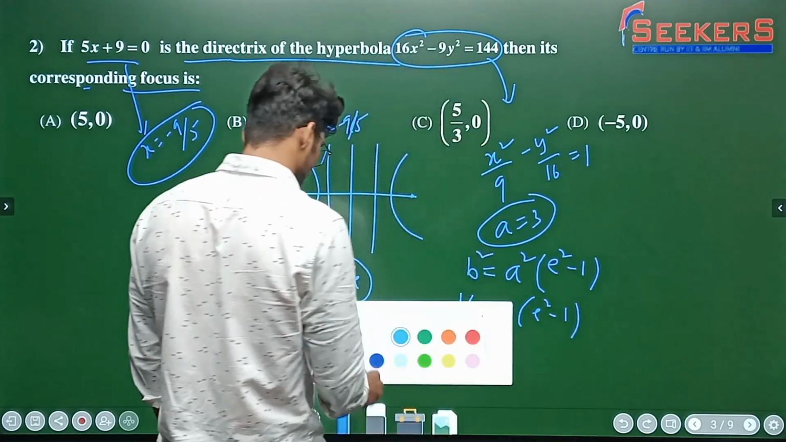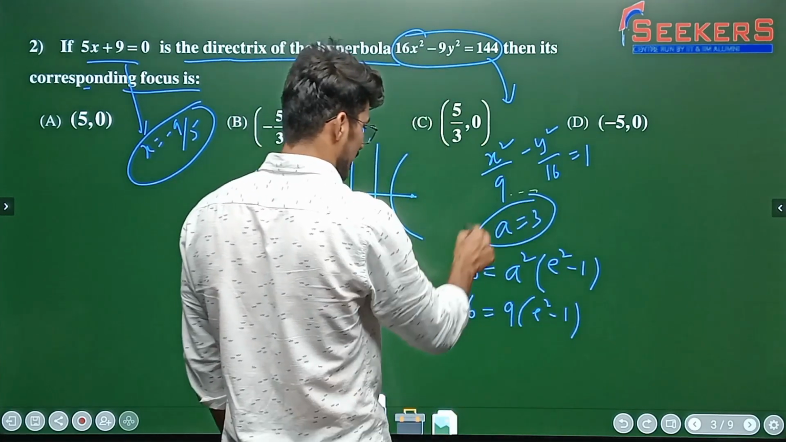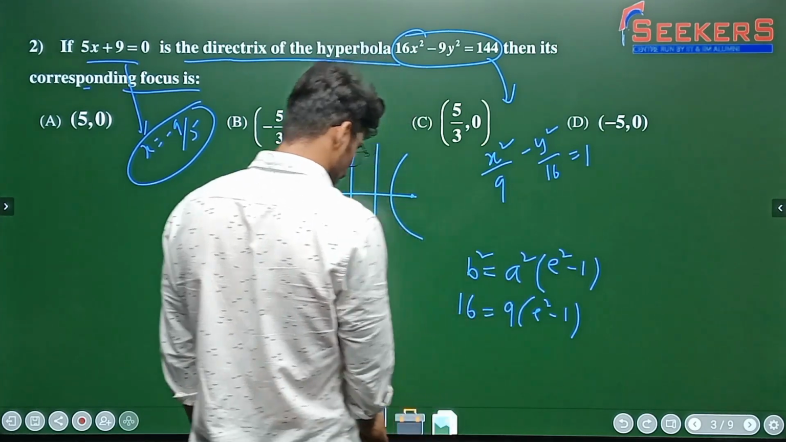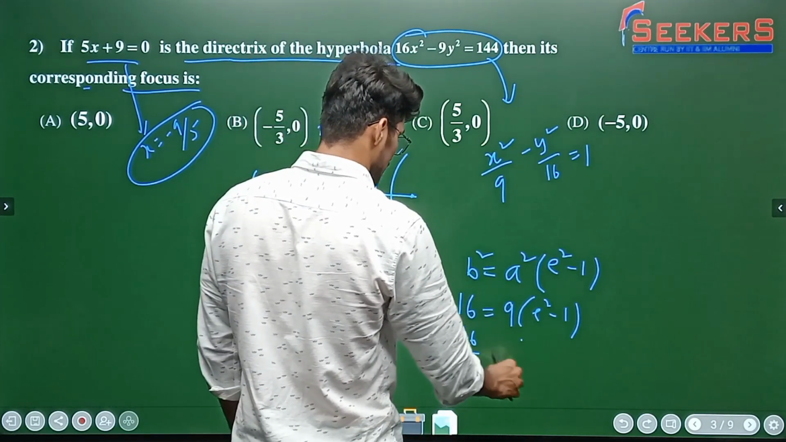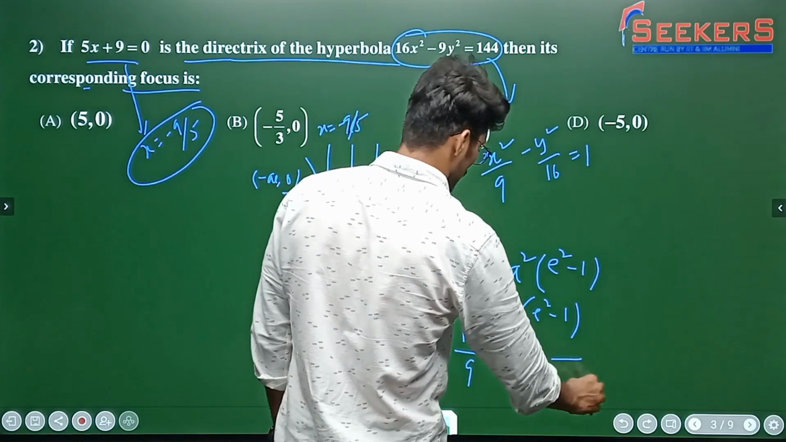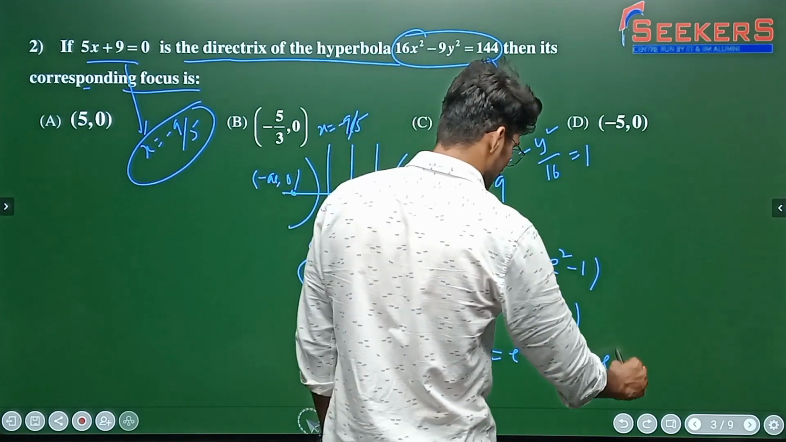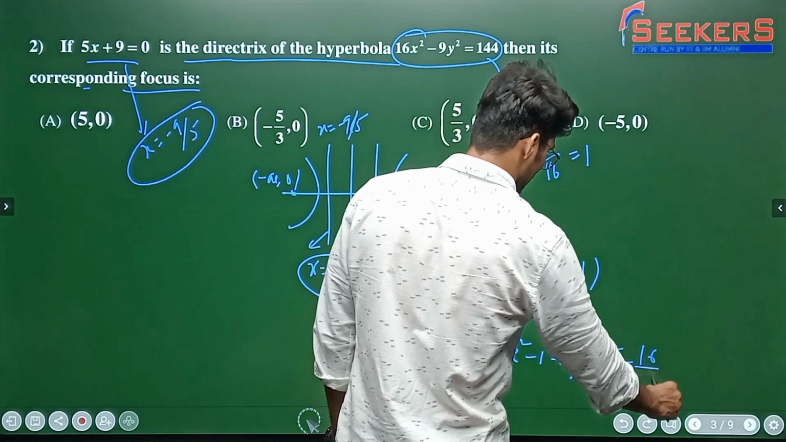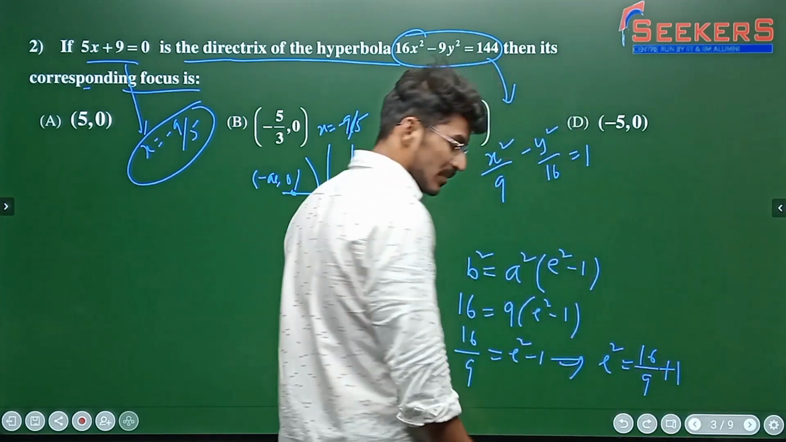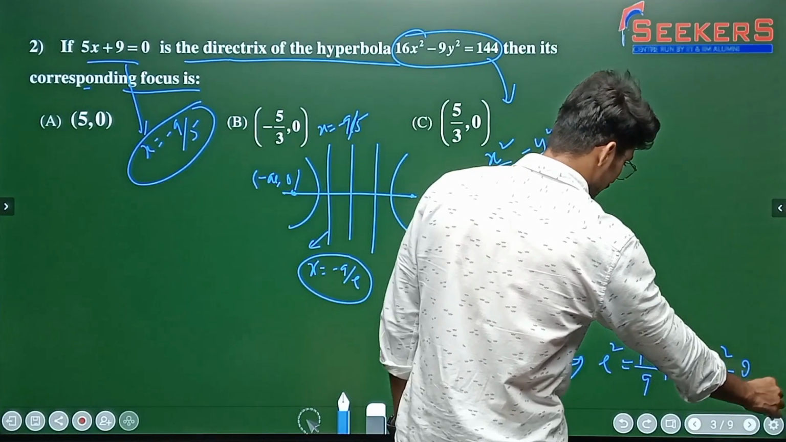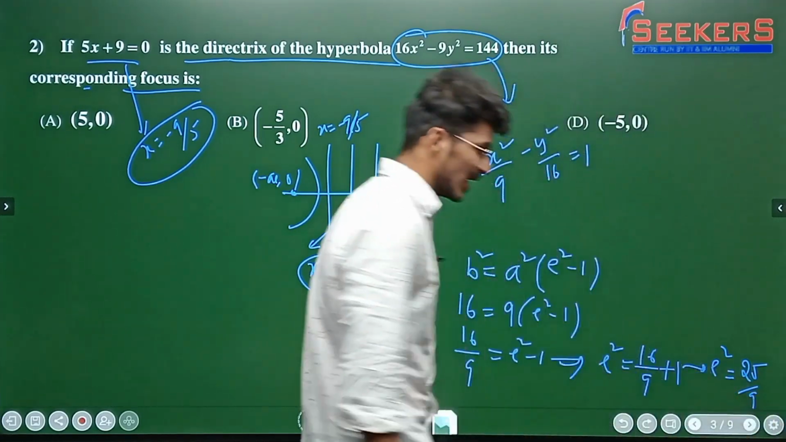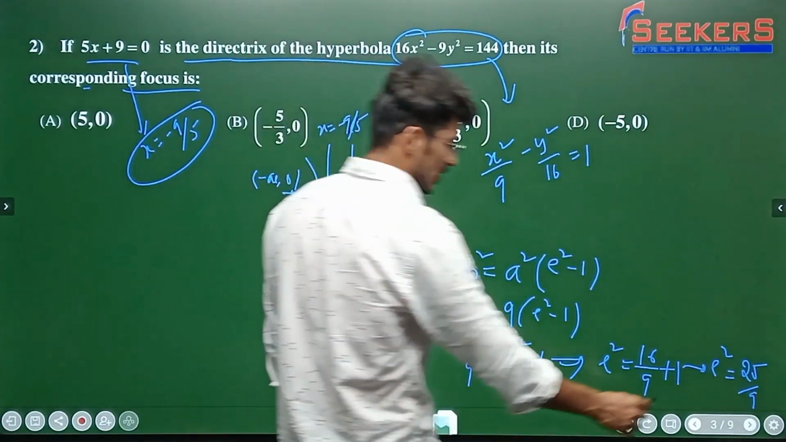Alright, so in fact you need not write this. There is no point of writing this. Even if you don't write it, it doesn't make a difference. So now 16 by 9 is equal to e square minus 1. If I want to find the e value, e square is equal to 16 by 9 plus 1. 16 by 9 plus 1 is nothing but 25 by 9. So e is 5 by 3, your eccentricity value.